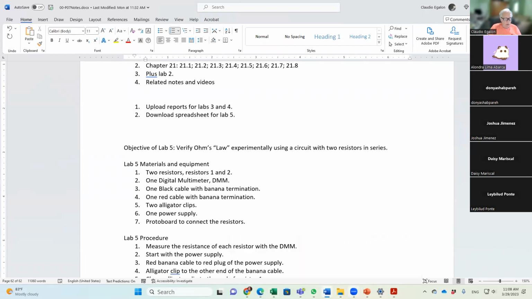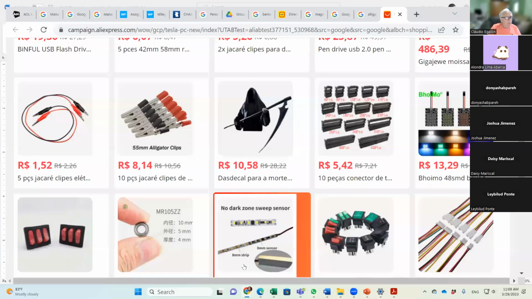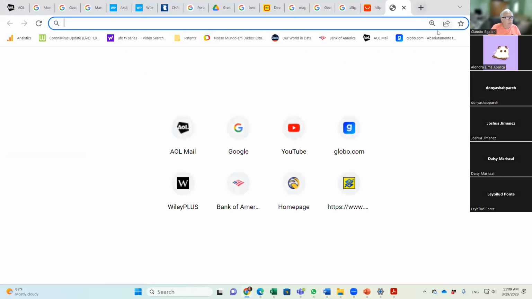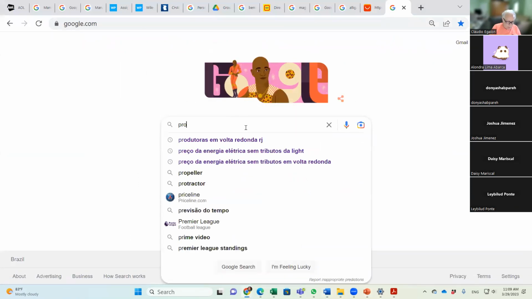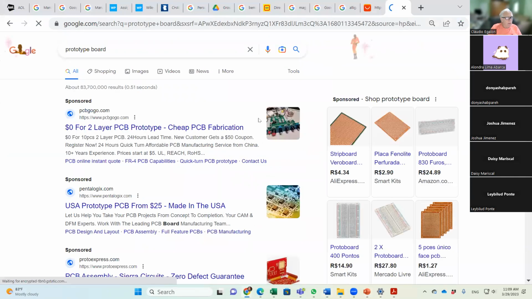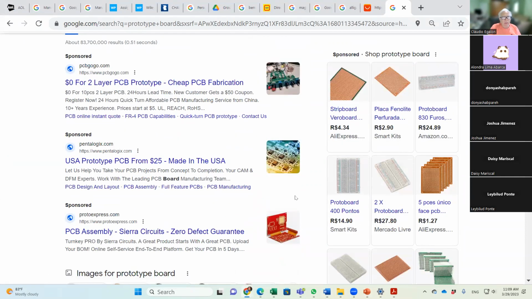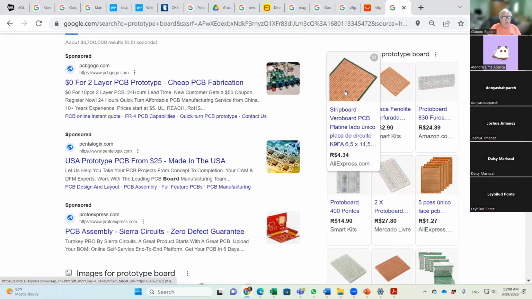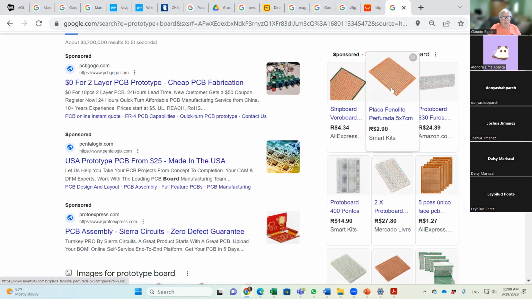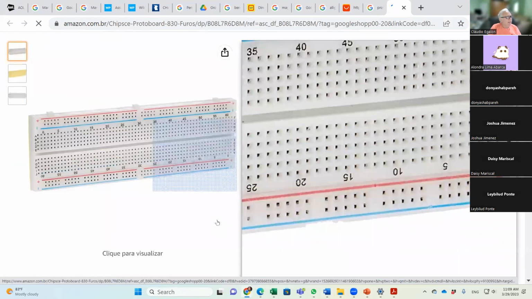Let's take a look at a proto board, how it looks like. I believe you already saw that before, right? So here, prototype board. Board, it's not prototype board, it's just a prototype. Okay, here you go. That's one of them. There are several formats, okay? This one is far more convenient than those ones here. They're still called prototype boards, even though this one is more convenient. You know, it looks just like that.